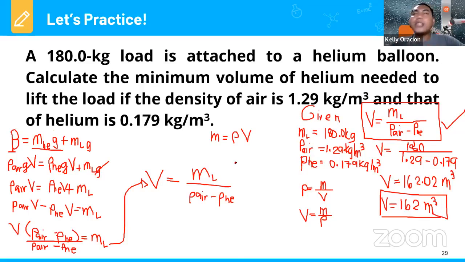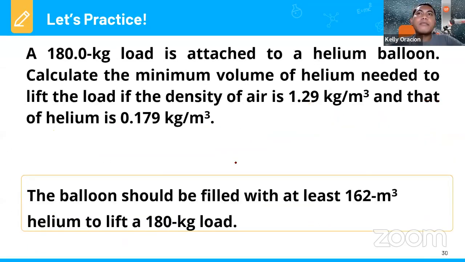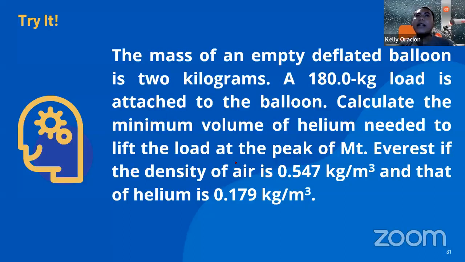I want you to answer this one. The mass of an empty deflated balloon is 2 kilograms and a 180 grams load is attached to that balloon. Calculate the minimum volume of helium needed to lift the load at the peak of Mount Everest if the density of the air is 0.547 kilogram per cubic meter and that of the helium is 0.179 kilogram per cubic meter. You can use the formula we used earlier to make it easier. Sige, time starts now.